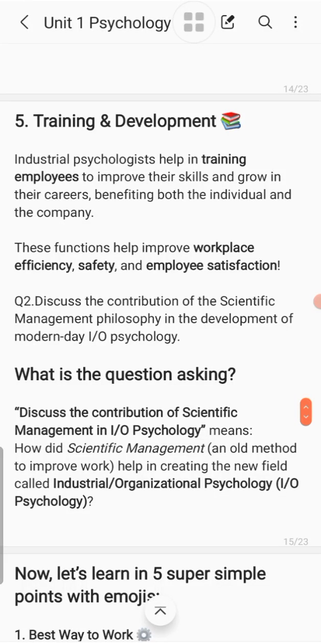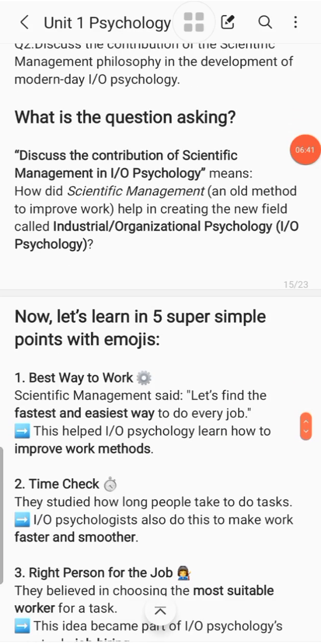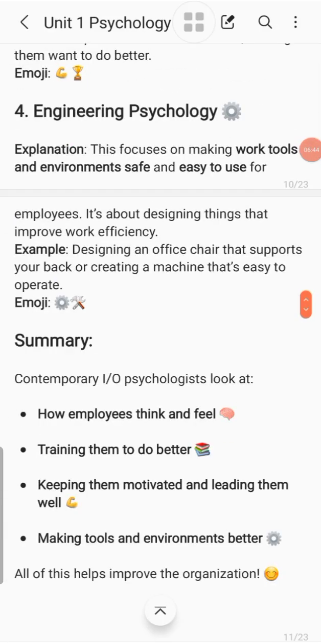Question number 2. Discuss the contribution of the scientific management philosophy in the development of modern day industrial psychology. What is the question trying to ask us? It is trying to ask, discuss the contribution of scientific management in industrial psychology, which means how did scientific management, an old method to improve work, help in creating the new field called industrial or organizational psychology. Now let's learn in 5 easy points.